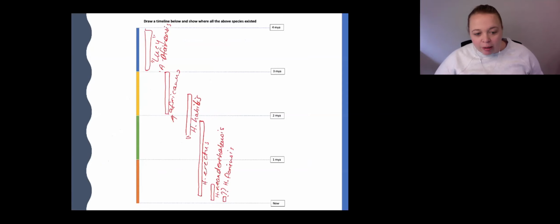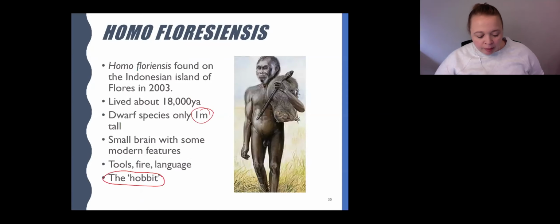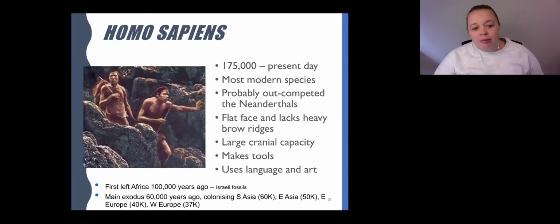Floresiensis. I can say it, but I can't write it. That's helpful, isn't it? Now, they had a very small brain. They had tools, they had fire, they had language, but they weren't very big. And if you're not very big, how are you going to cope when these guys come along?